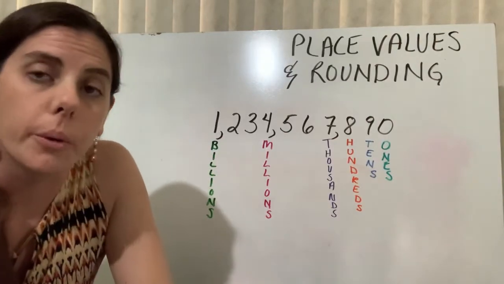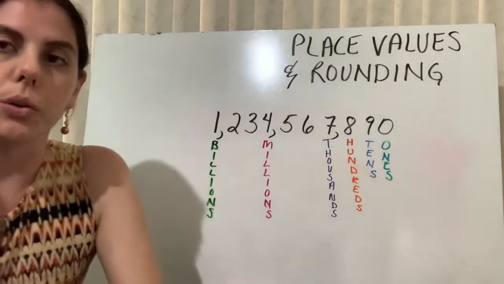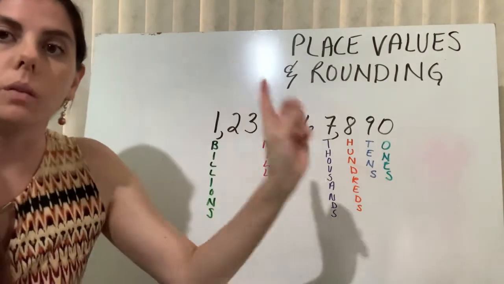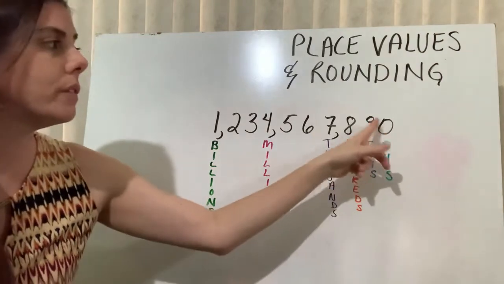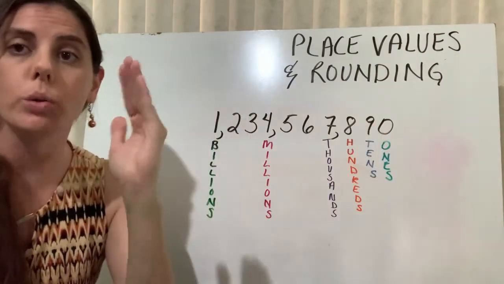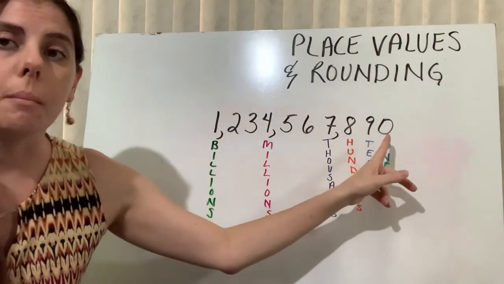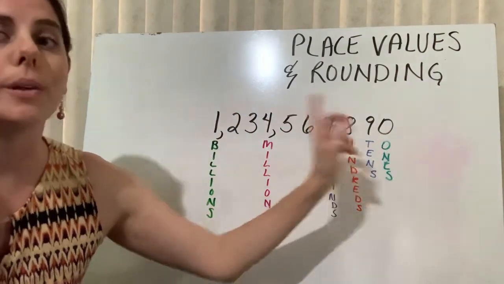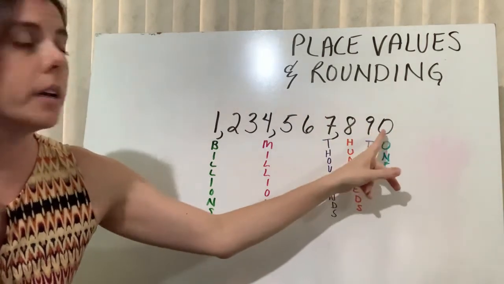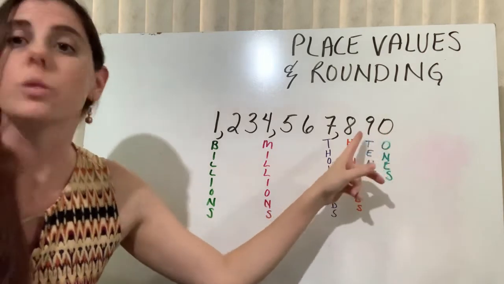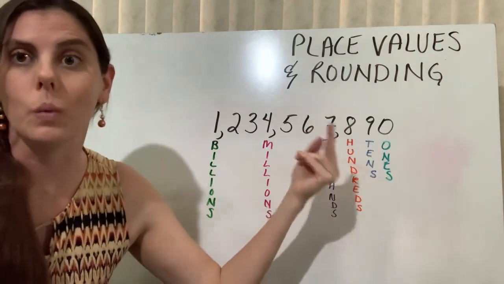In section 1.1, we also talk about place values and rounding. A place value is where the digit is in the number. Each of these numbers is a digit, and it holds a certain place in the overall number. The number that's farthest to the right is our ones place. So in this case, we have 0 ones. If there is a 1 there, we'd have 1 one. And if we had 2, we'd have 2 ones.